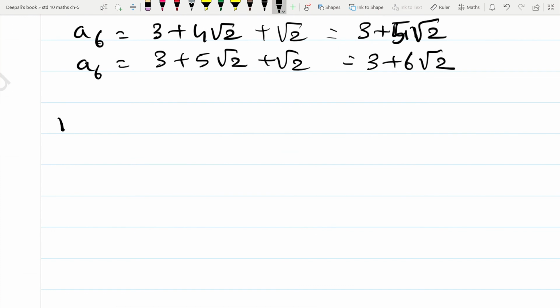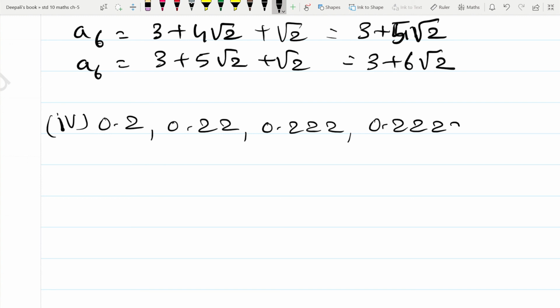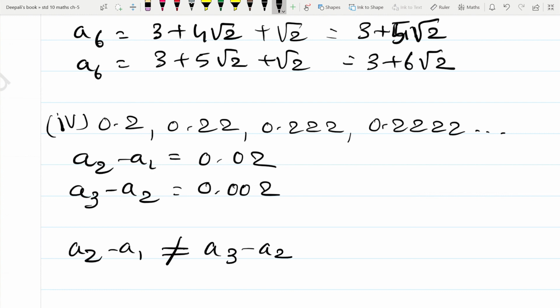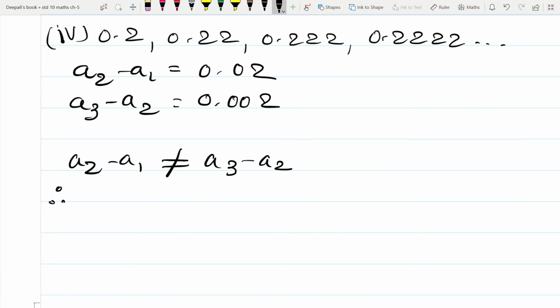Now the sixth question, 0.2, 0.22, 0.222, 0.2222 and so on. Now here we see A2 minus A1 is 0.02, A3 minus A2 is 0.002. Now A2 minus A1 is not equal to A3 minus A2. Therefore, it is not an AP.